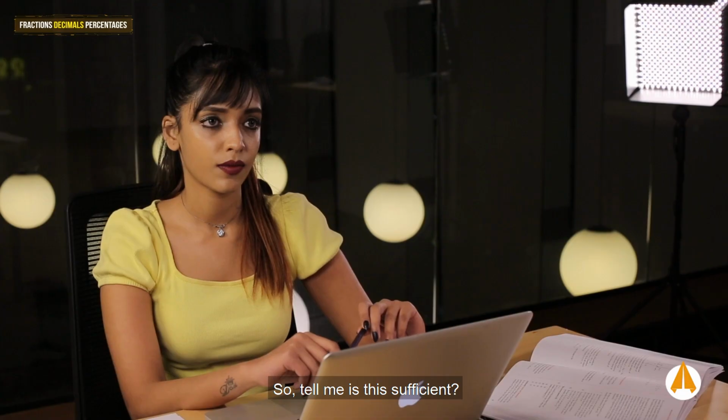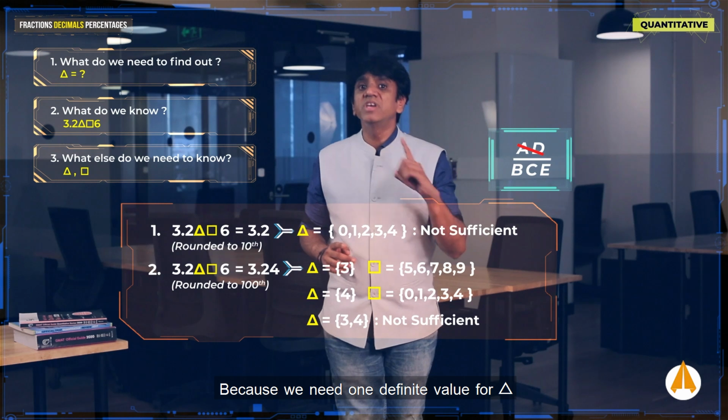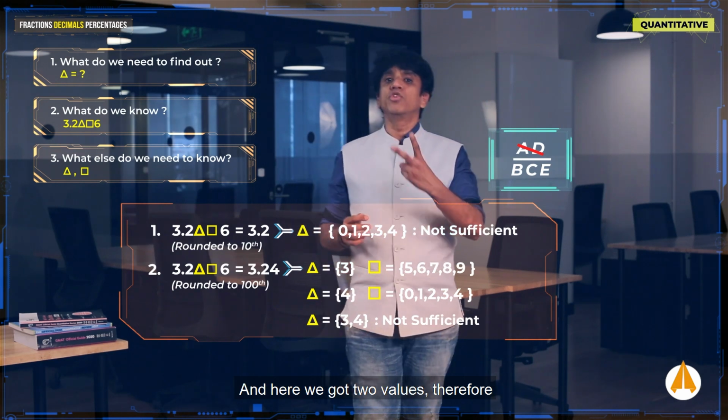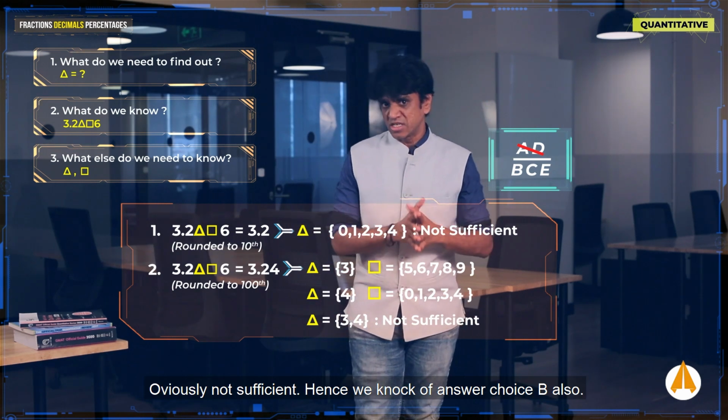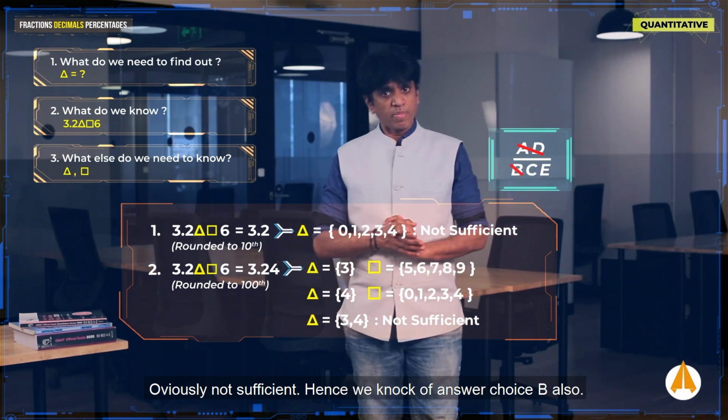So tell me, is this sufficient? Not sufficient. Obviously not sufficient, right? Because we need one definite value for triangle, and here we got two values. Therefore, obviously this is not sufficient. Hence, we now knock off answer B also, right?